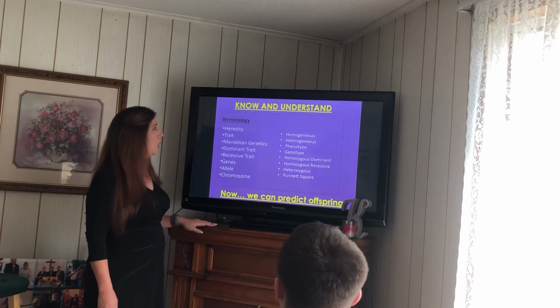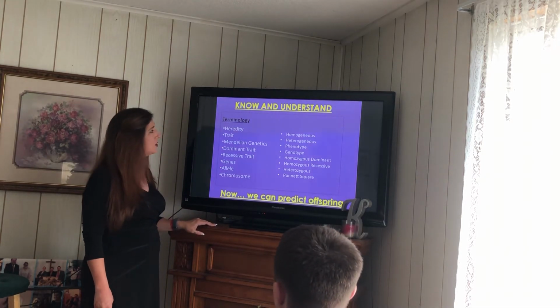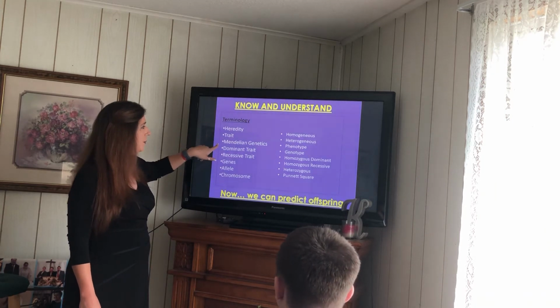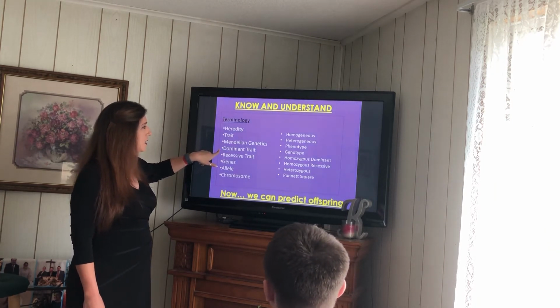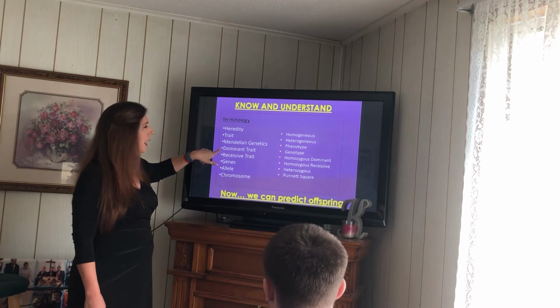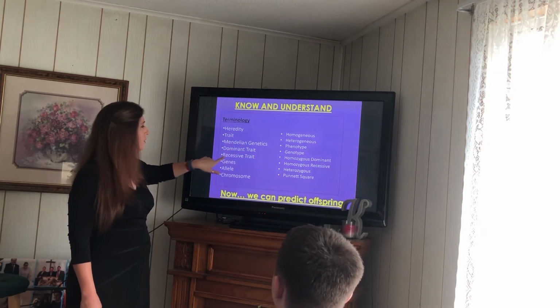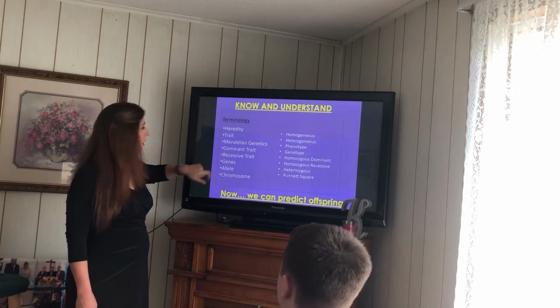So now that we know and understand our terminology, let's go over them one more time. Heredity. Trait. Mendelian genetics. Dominant trait. How do you express that? Dominant, as capital letters. What about recessive trait? Lowercase letters.